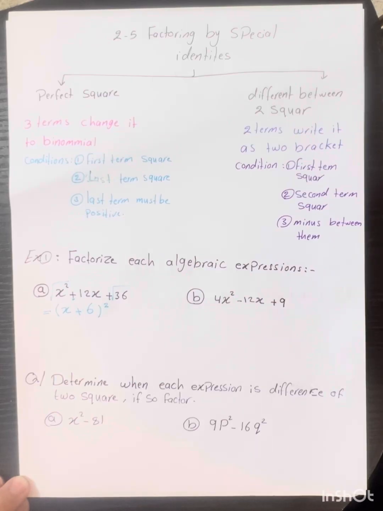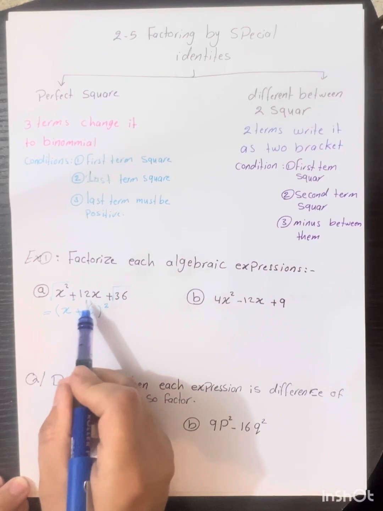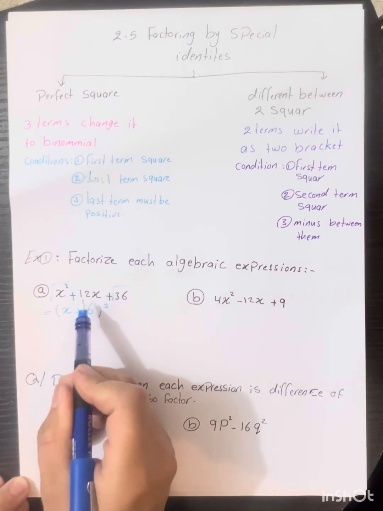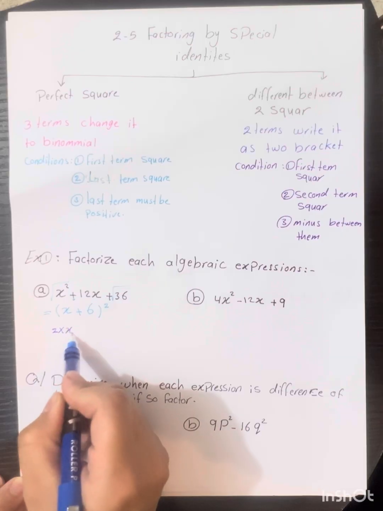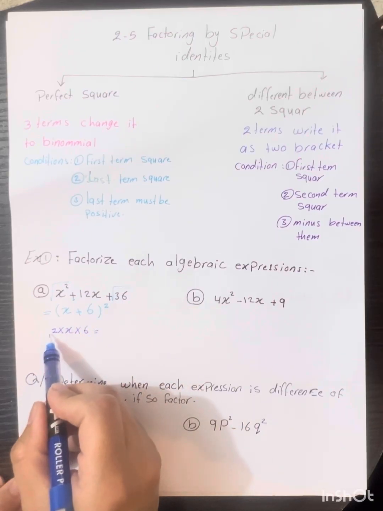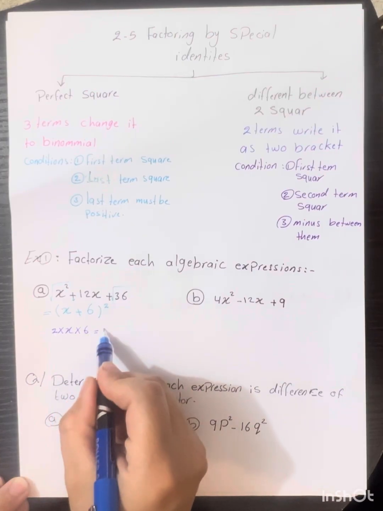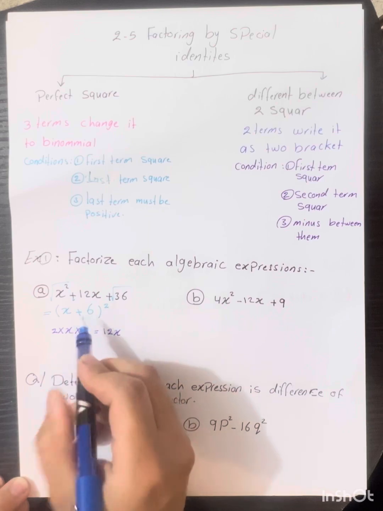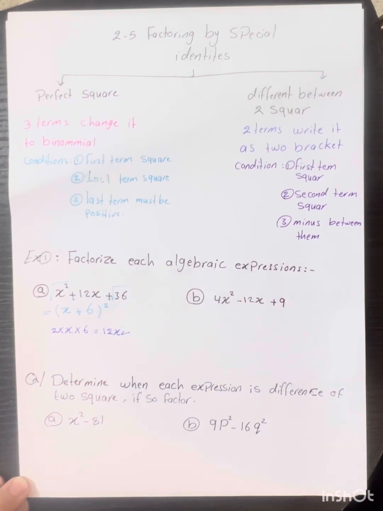We need to check our answer to see if I solved it correctly or not. I will use the middle term. The middle term contains 2 times first term times second term. When we multiply 2 by x, then by 6, it will be 12x. Do we get the middle term? Yes, we get it, so this bracket is correct.